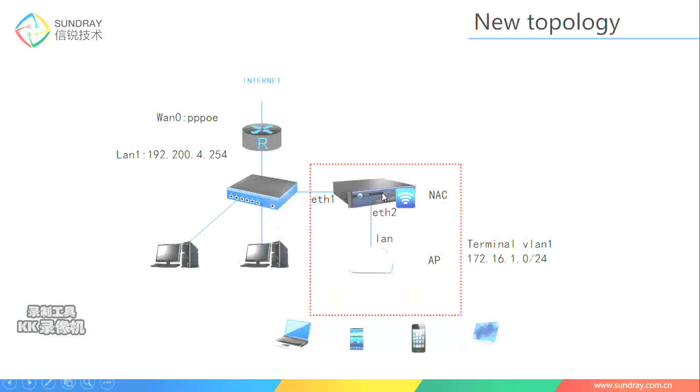So here we deployed a controller to the layer 2 switch, and the access point is directly connected to the controller. We set the terminal as VLAN 1 here.